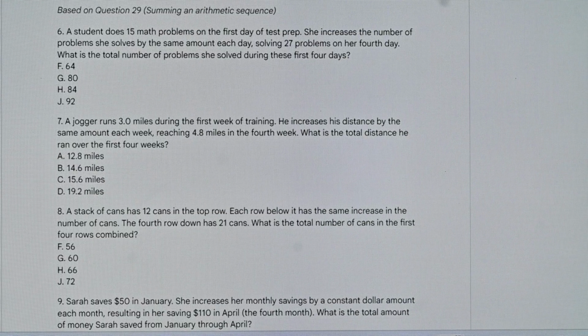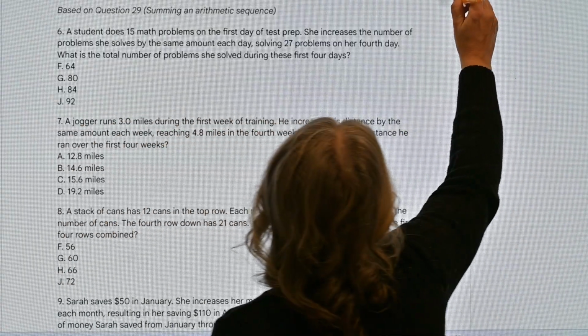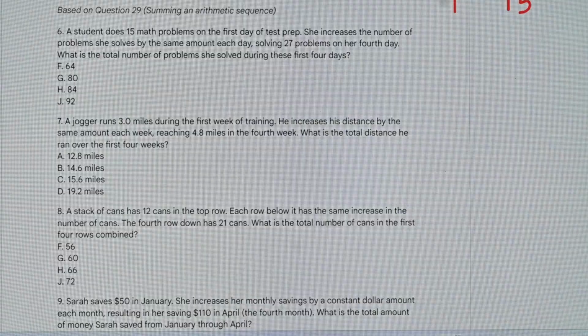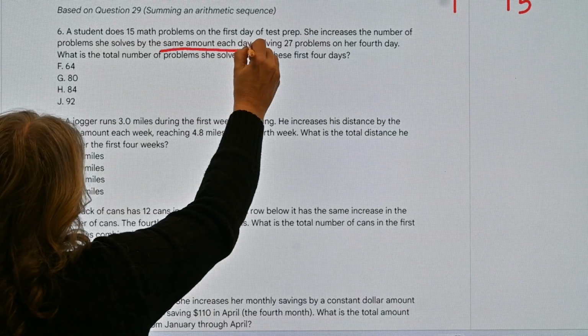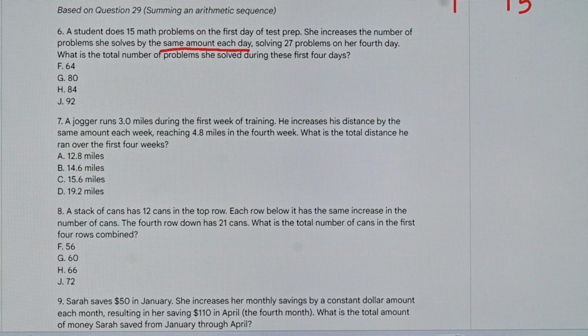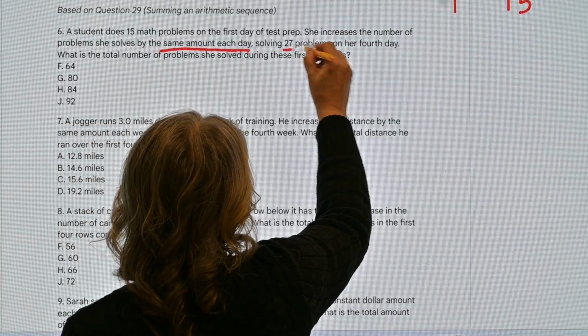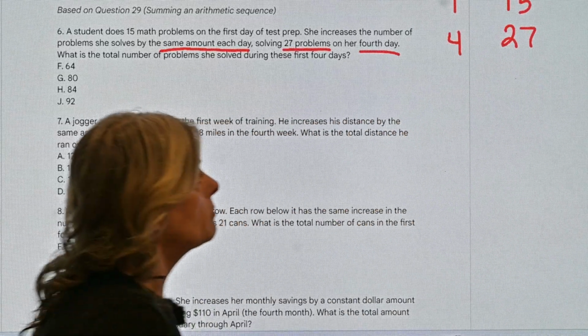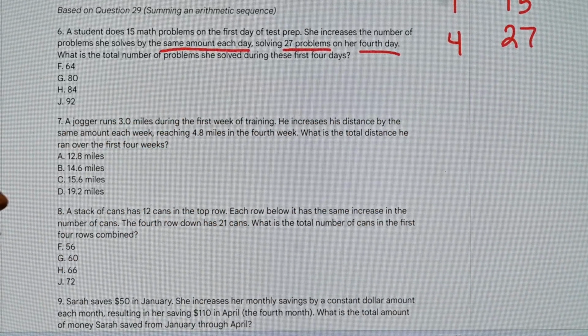Okay, so number 6 on your practice problem says a student does 15 math problems the first day. So on day 1, she did 15. She increases the number of problems she solves by the same amount each day, same amount. So we're thinking slope, constant rate of change, okay? Solving 27 problems on the 4th day. 27 on the 4th. Okay, so let's do slope because that's the easiest way to do this.